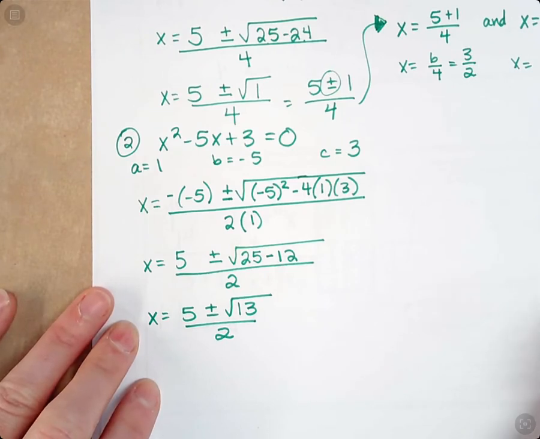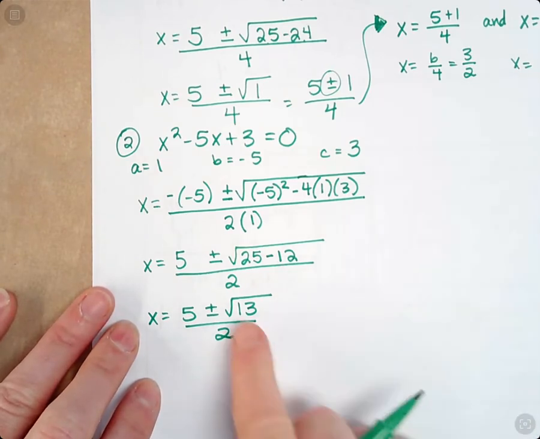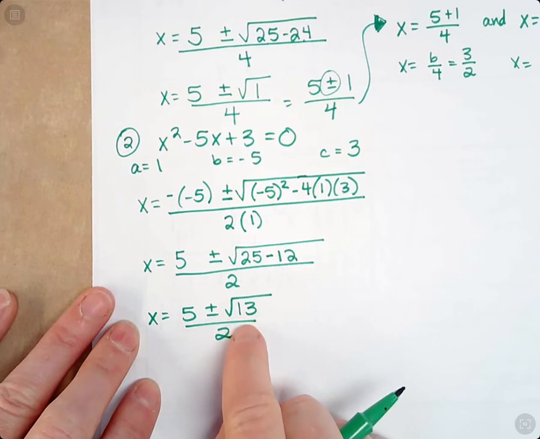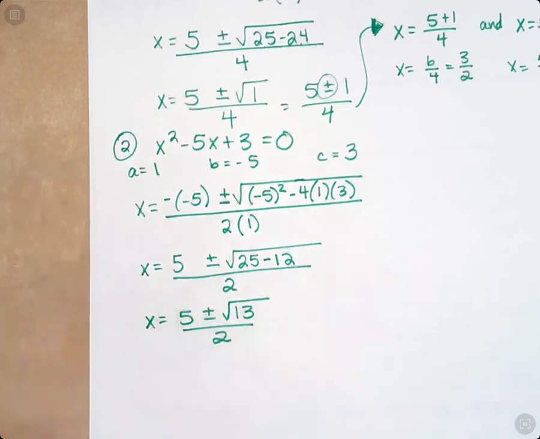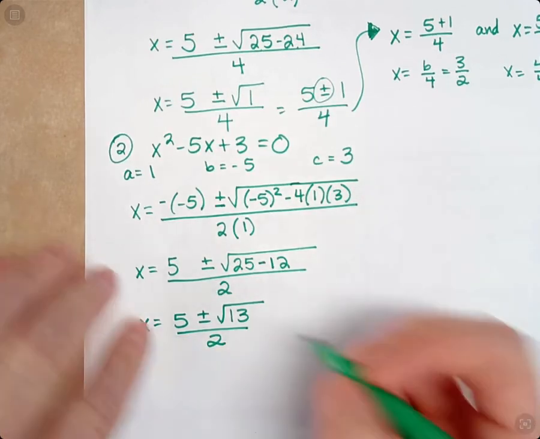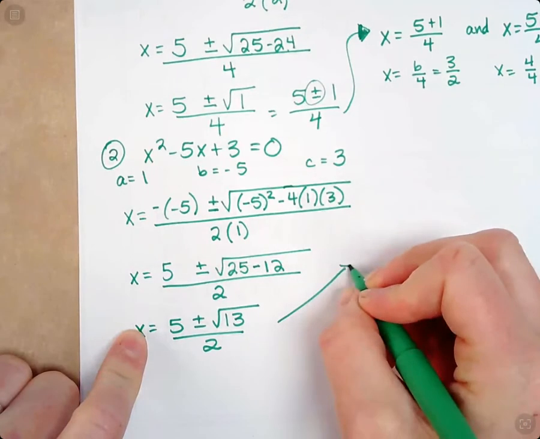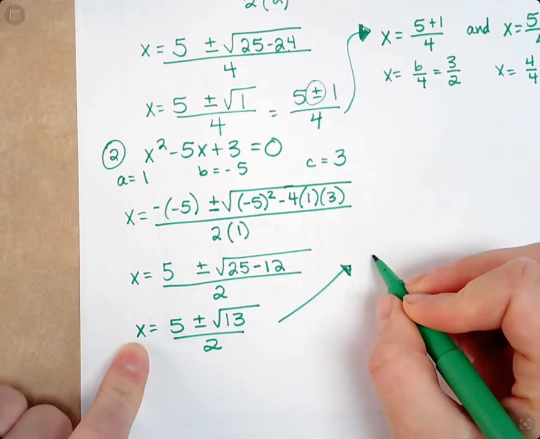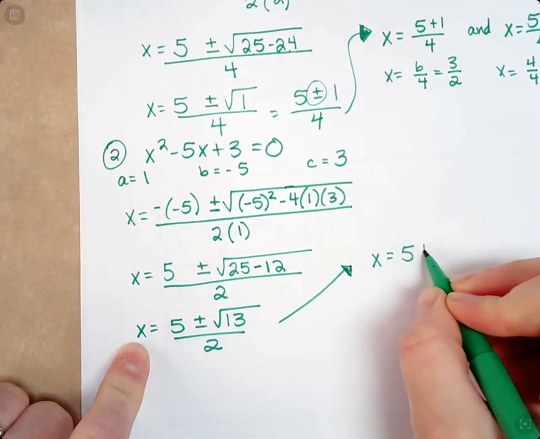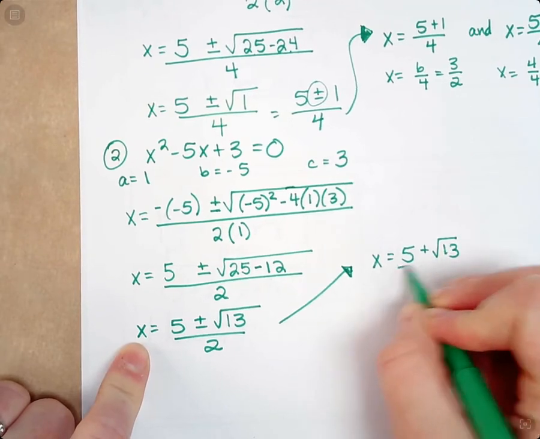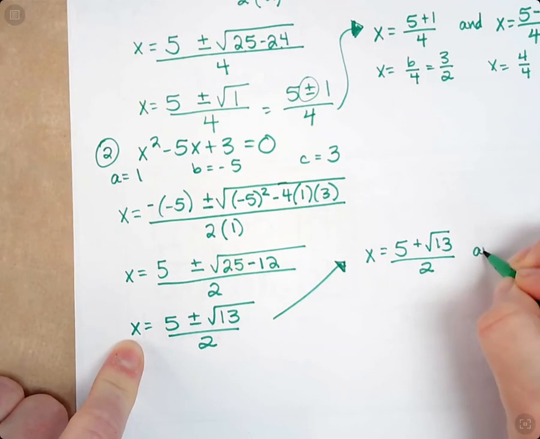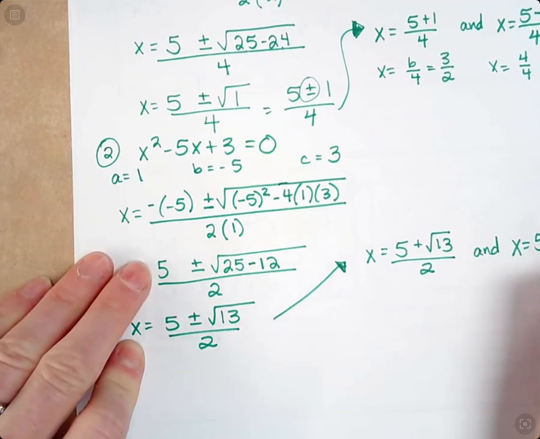Can we simplify that at all? We have this radical, but inside the radical is a prime, so we can't simplify anything. We just have to leave it just like that. So that is our solution. But what we can do to find an estimate would be to break it apart, and then we can put it in the calculator. So x equals 5 plus square root of 13 over 2, and x equals 5 minus square root of 13 over 2.